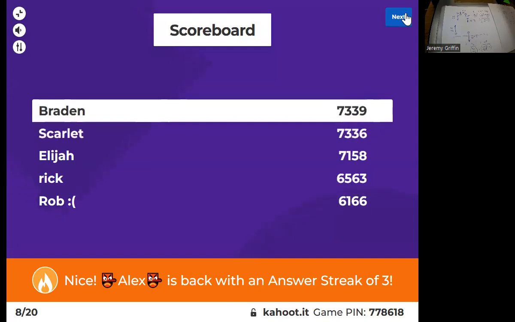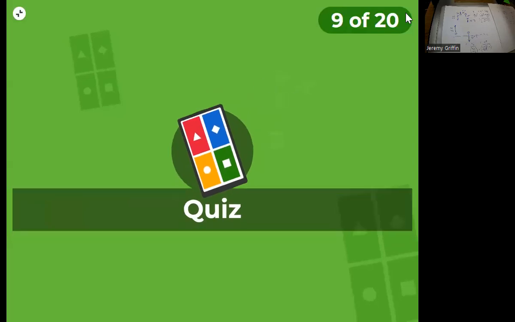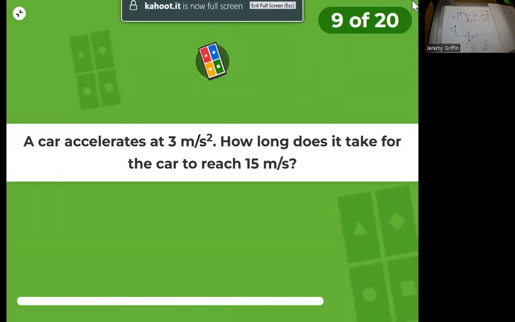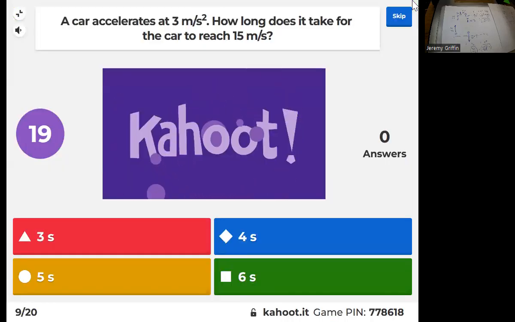Ah, Braden finally taking top spot. Car accelerates at 3 meters per second squared. How much time to reach 15 meters per second? Purple guys.